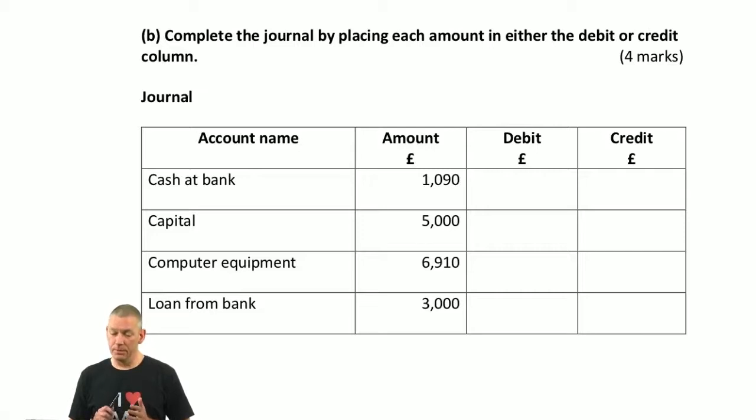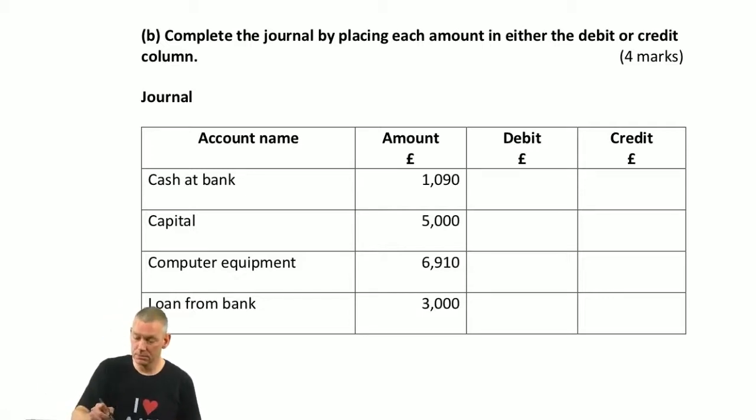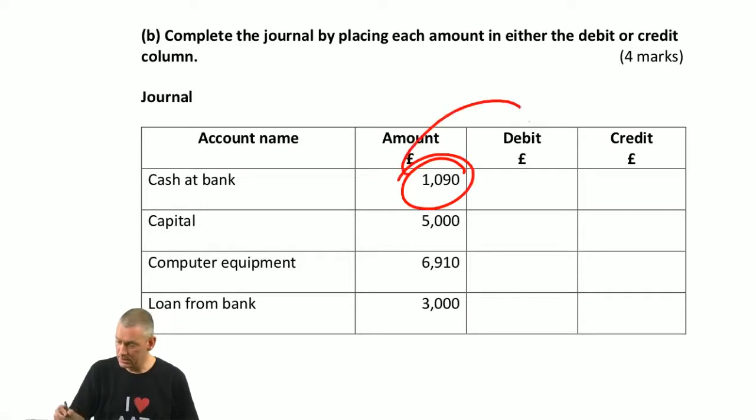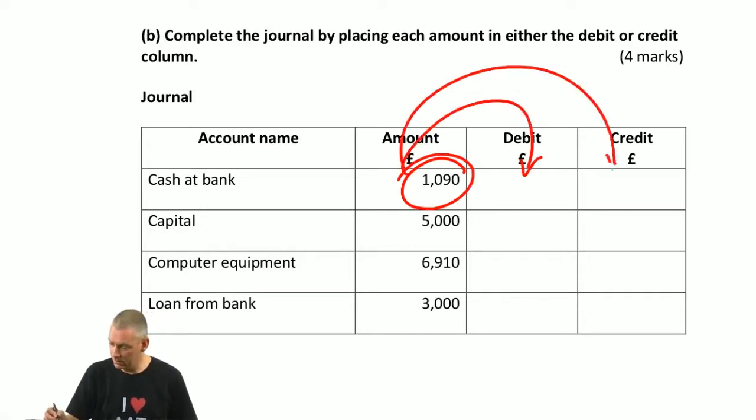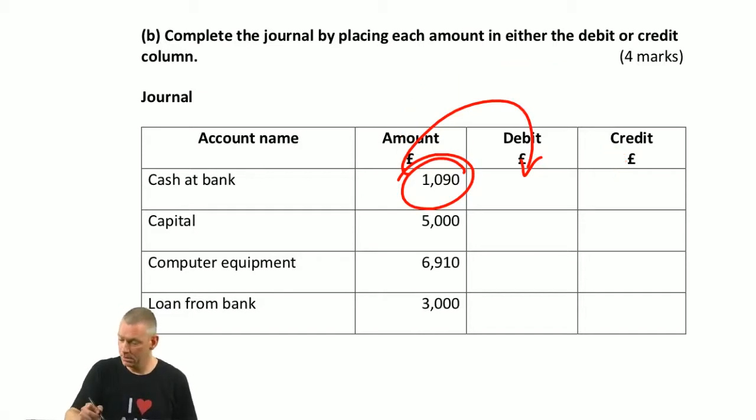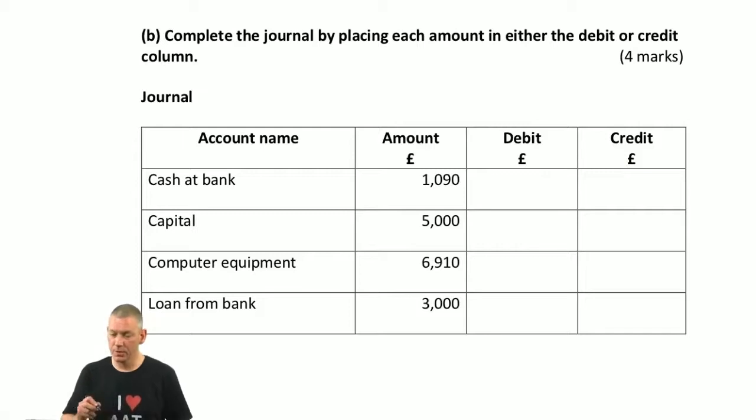Complete the journal by placing each amount in either the debit or the credit column. It's clear what to do, isn't it? You just pick up the number and you slot it either here or here, depending on whether you think it's a debit or credit. So, I hope I'm not overcooking this by saying I think this is fairly intuitive, but I do think this is fairly intuitive.